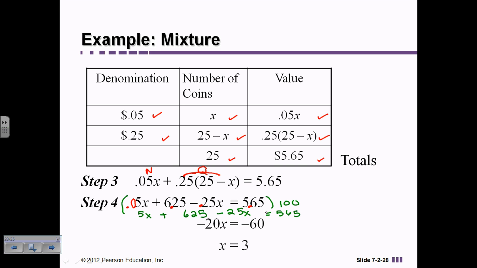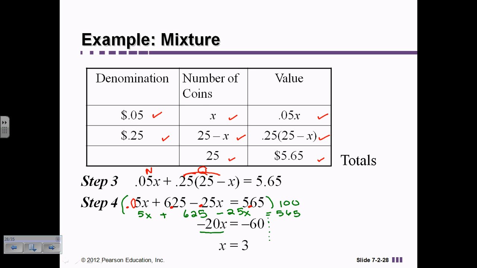So we're going to combine like terms. We're going to combine the 25x and the 5x. Since they don't cross the barrier, they're on the same side, we just combine them together and get negative 20x. Move the 625 to the other side, and we get negative 60. Divide both sides by 20, and we end up with x equals 3. And this is where you have to watch out for your negative signs. If you ended up with negative 3 for your final answer or something, that wouldn't make sense. So you'd have to go back and check your work.